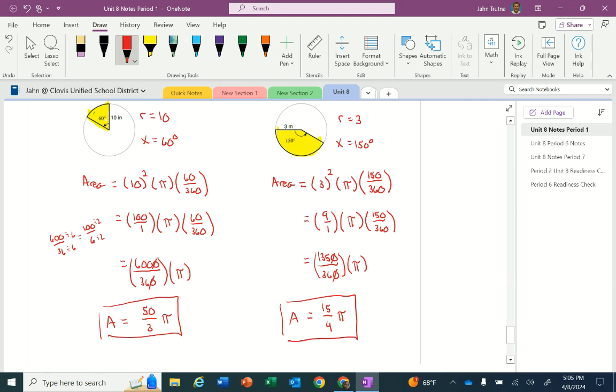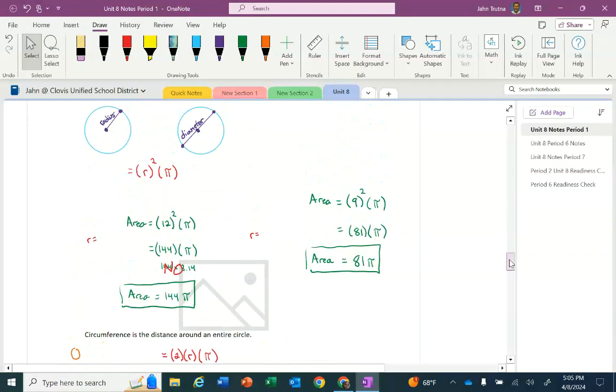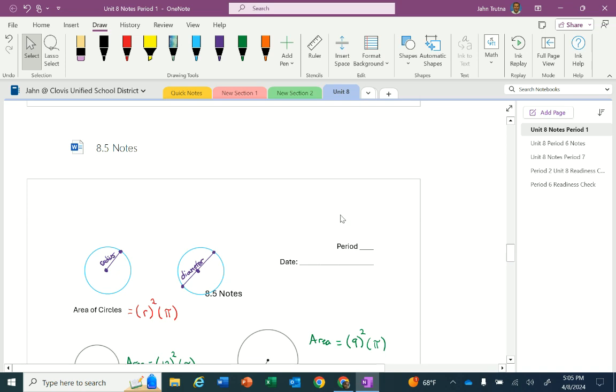So there we go, you guys. So there is area and circumference and arc length and area of sections. Section 8.5. There's your notes, you guys, for 8.5.